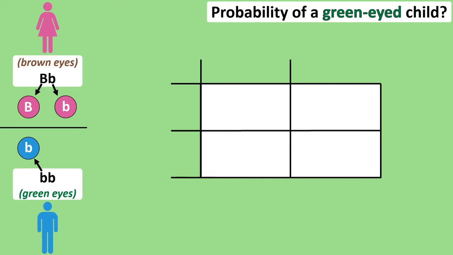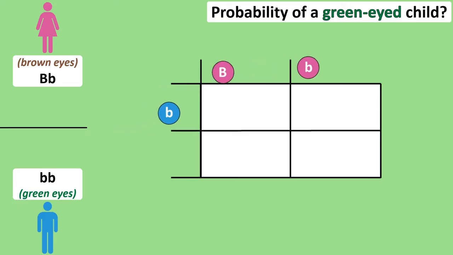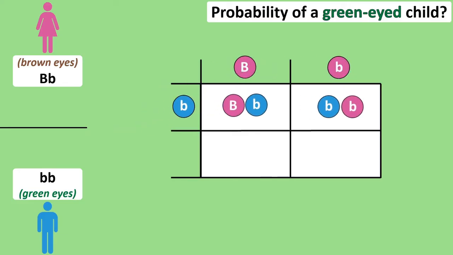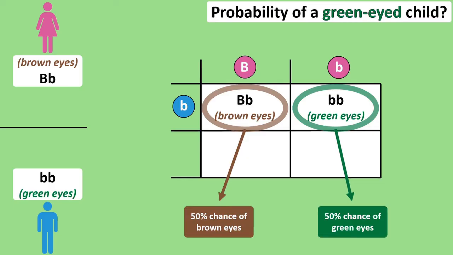Next, we need to draw a grid called a Punnett square, and we insert the possible gametes from the male and female into the sections shown. We combine the 1 male allele with the 2 female alleles, leaving these 2 possible genotypes for a child. So to answer the question, if this male and female were to have a child, there's a 50% chance that it would have green eyes and a 50% chance it would have brown eyes.